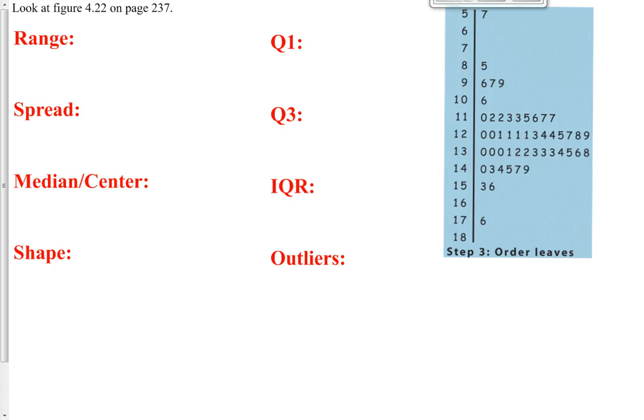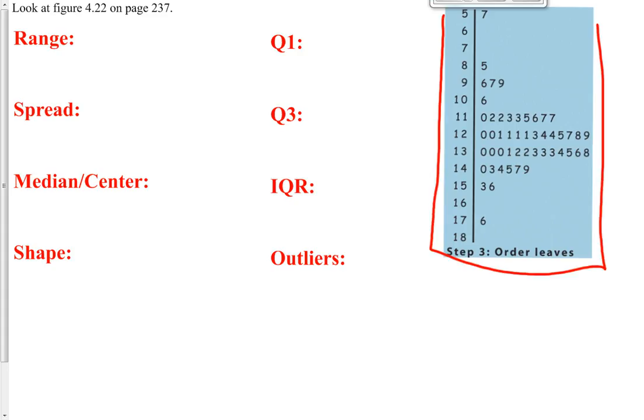So here's where we're going to get started. This is a stem and leaf plot right over here to the right. You can see the stems here are 5, 6, 7, 8, 9, 10, all the way down to 18. And then the leaves are what comes off of the right, the 7, 5, 6, 7, 9, 6. All those are the leaves.